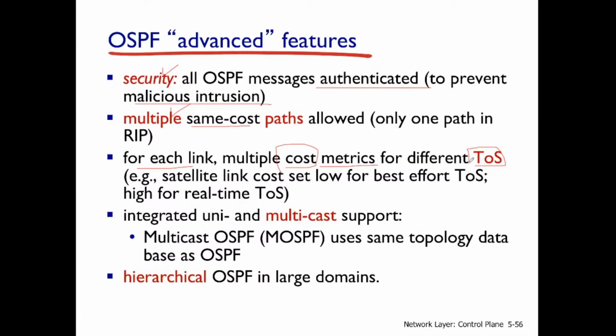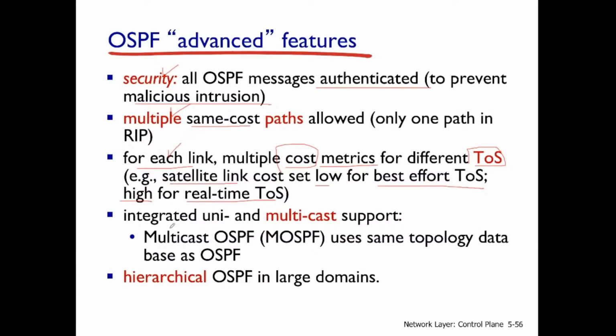For example, if we are trying to serve best effort traffic, meaning traffic that does not require timely delivery, so the receiver can wait longer, then the cost of a satellite link, which has a longer delay, can be set lower, right? Because you would then prefer using the satellite link if the data does not require timely delivery. On the other hand, if the data is real time, then set the satellite link cost high. Therefore, we avoid choosing a satellite link along the path to deliver the real-time data.